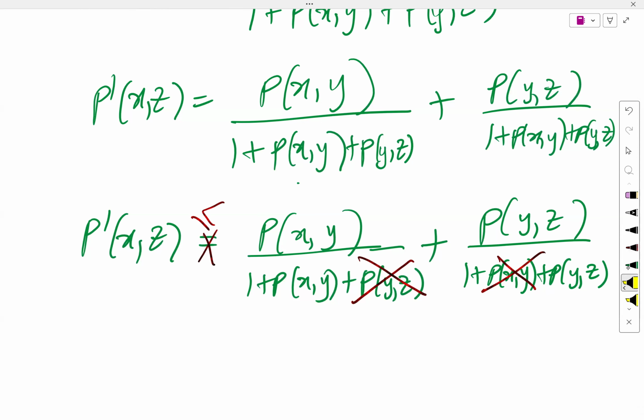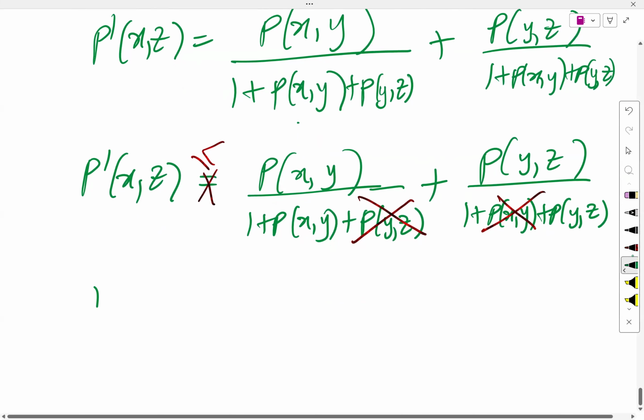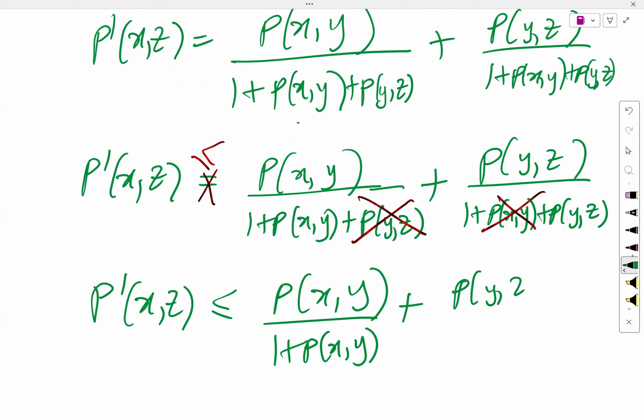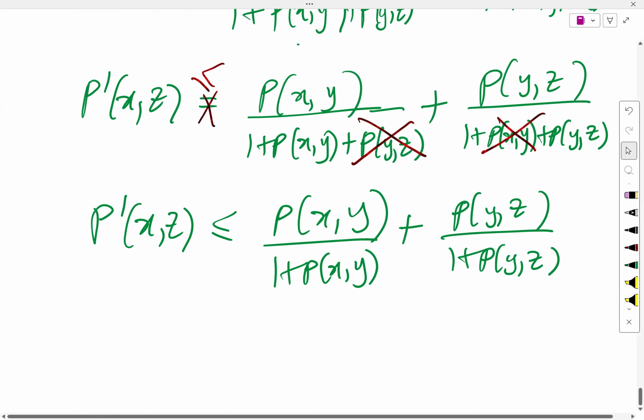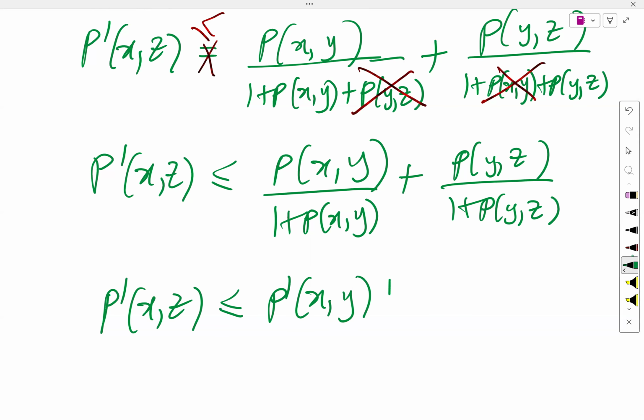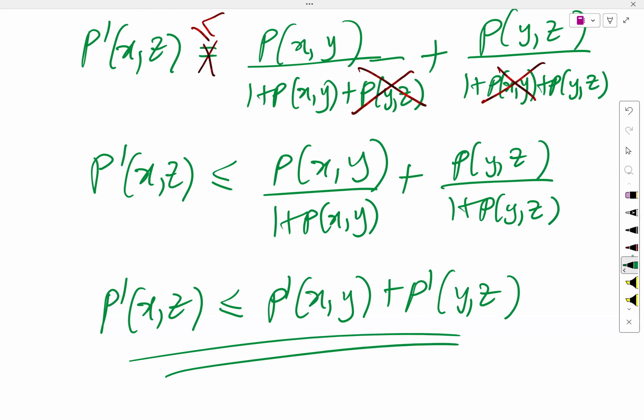So it means you are going to have P prime of X comma Z less than or equal to P of X comma Y all over 1 plus P of X comma Y, plus P of Y comma Z all over 1 plus P of Y comma Z. And of course, that now fits into the definition of P prime of X comma Z less than or equal to P prime of X comma Y plus P prime of Y comma Z. And that is all we need to show. So at this point, we have come to the end of these two questions, A and B.